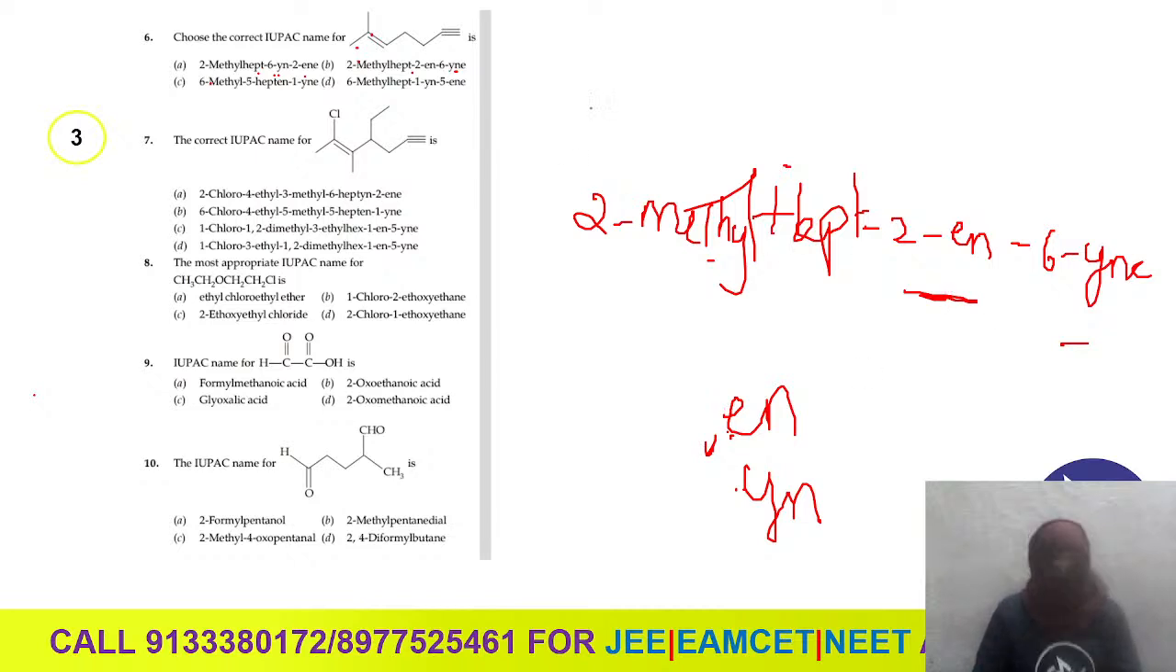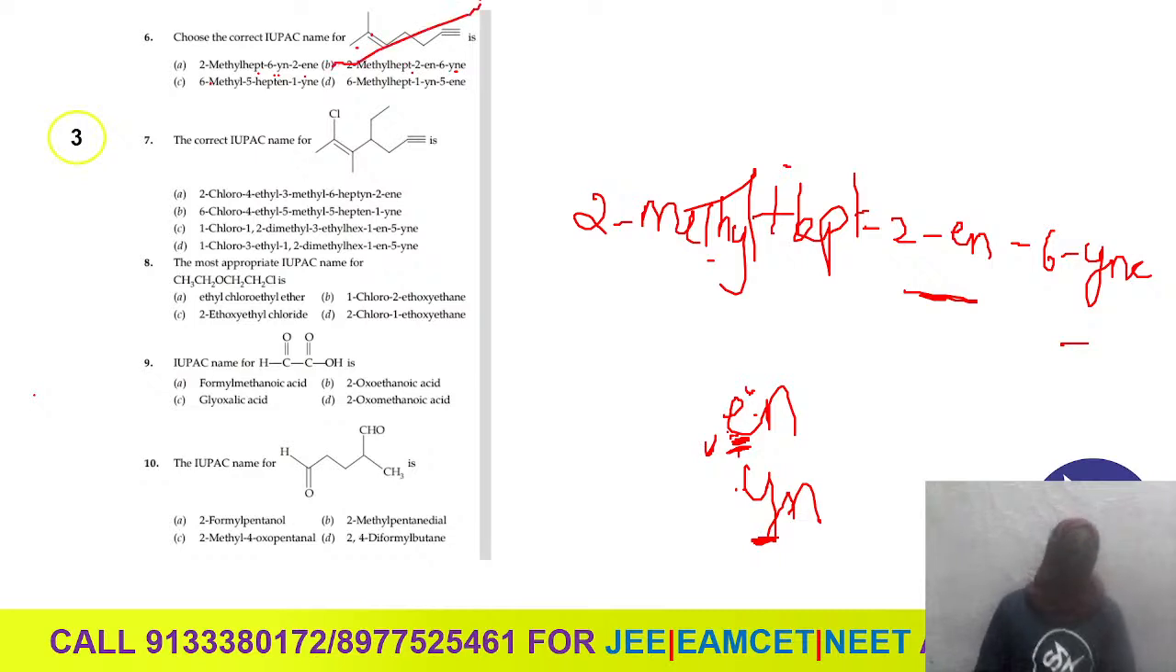The name is going to be A. My dear Bhavana, in A, ine you are writing first. Ine you cannot write first, just now I told you. Because this is double bond ene and this is triple bond ine. E comes first in alphabets, Y comes later. Hence, ene should be written first, ine should be written later. Please remember that whenever you are writing ene and ine, ene you write first, then ine later. Hence, the name is going to be 2-methyl hept-2-ene-6-ine.